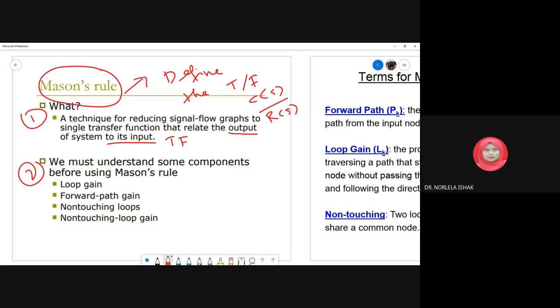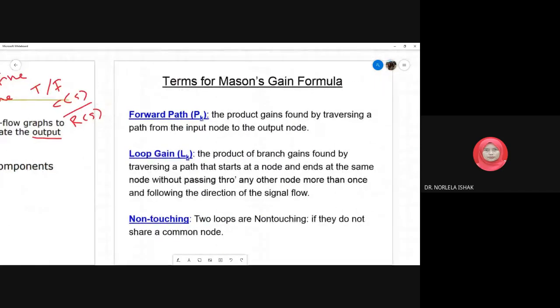Okay. We must understand some components before using Mason. First, kita kena define dulu what is a loop gain? What is a forward gain? What is a non-touching loop? And what is a non-touching loop gain? So we have 4 components you have to define before we use Mason's rule. Okay. What is a loop gain?